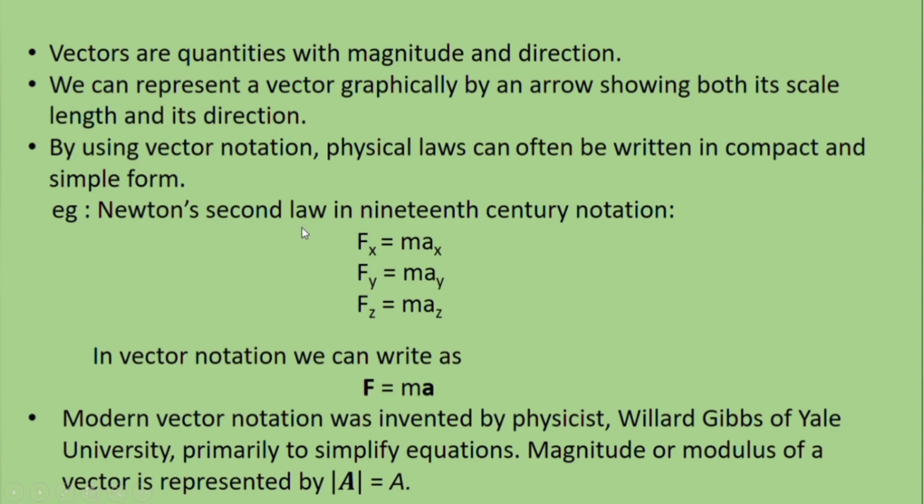Newton's second law in 19th century notation was Fx equals max, Fy equals may, Fz equals maz. In modern vector notation, we can write this law as F vector equals m a vector. Now, modern vector notation was invented by physicist Willard Gibbs of Yale University primarily to simplify equations. Magnitude or modulus of a vector is represented by mod A.